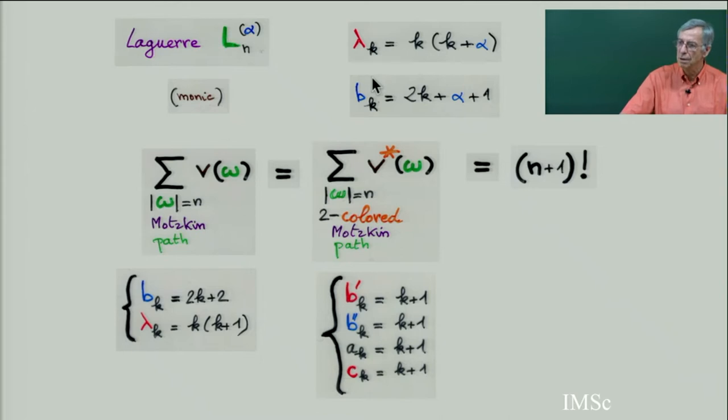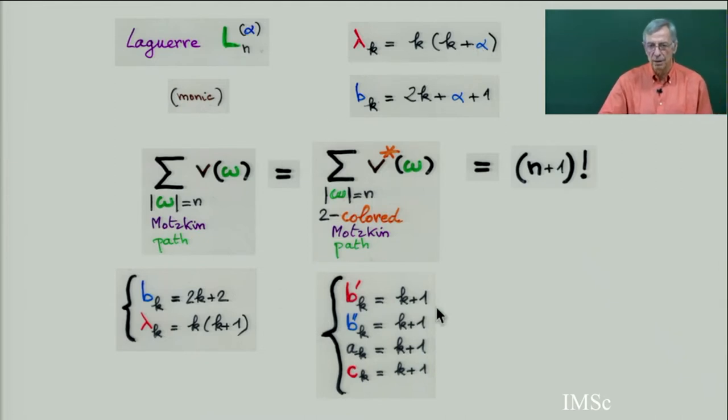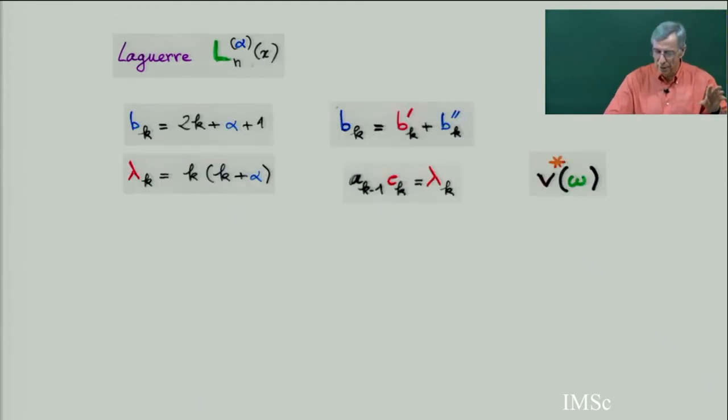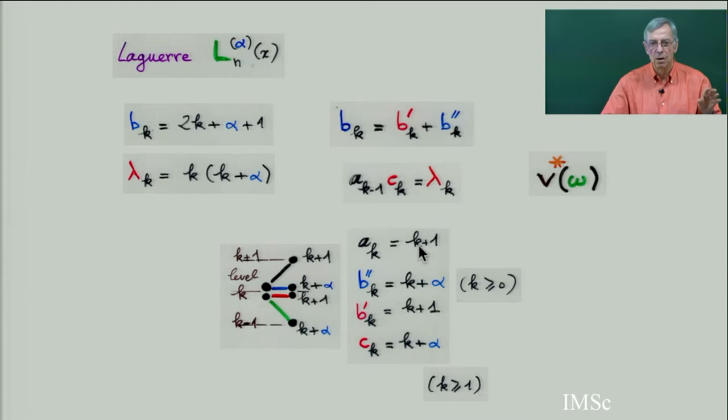I suppose it is known that the Laguerre polynomial can be defined by this bk lambda k with a parameter alpha. And then I have to do the analog, splitting my weight bk lambda k into four different weights with the ak and ck, but I have to choose where I am going to split the parameter alpha. So what I am going to do is the following. This is a certain choice. I will put the alpha on the blue, on the b double prime k. On the blue level, there will be the alpha. And the alpha will also be on ck on the southeast step, so that you get this relation.